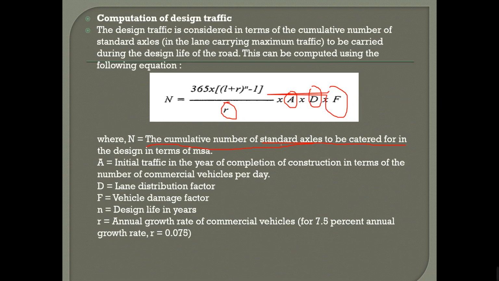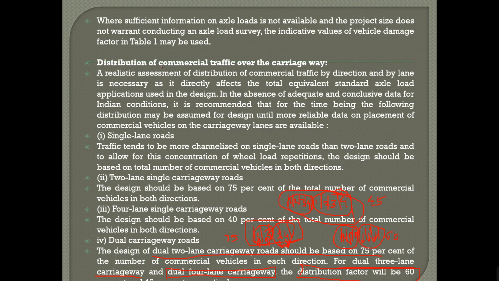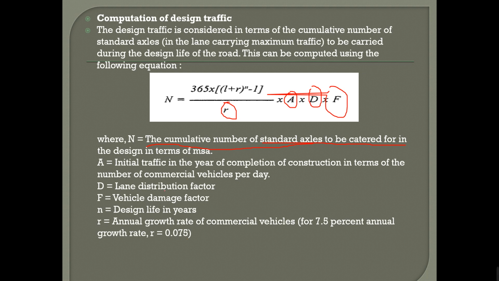And what is the other one? D is the lane distribution factor. Just now we had discussed that: the distribution of commercial traffic over the carriageway, whether the given road is a single lane road, two lane road, four lane road, or dual carriageway road. This is the lane distribution factor. And what do you mean by F? F is nothing but the vehicle damaging factor that we had studied.